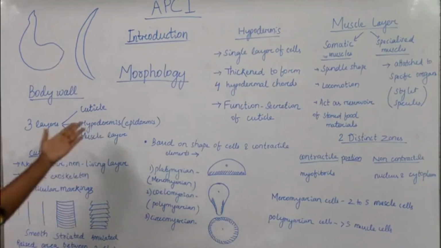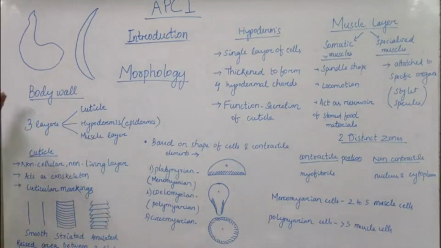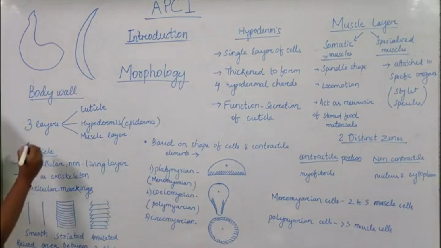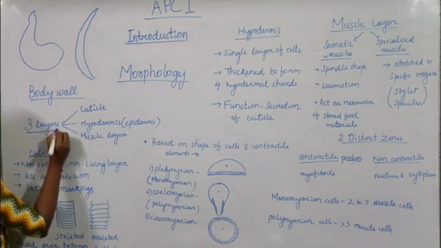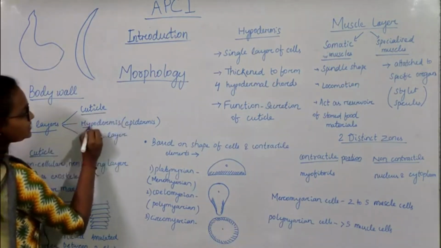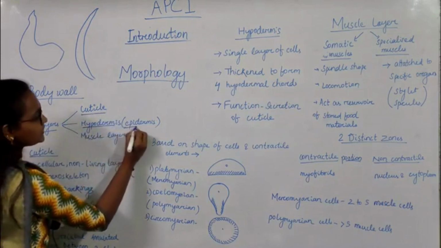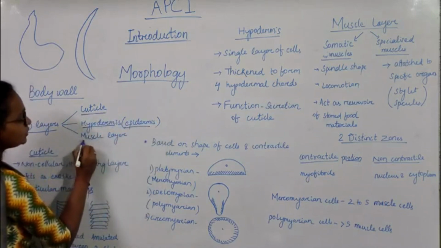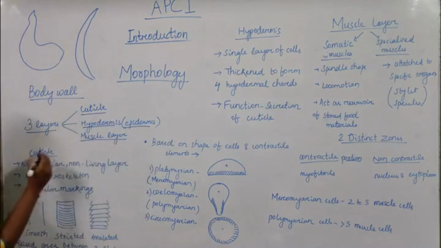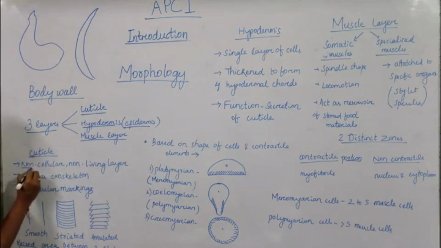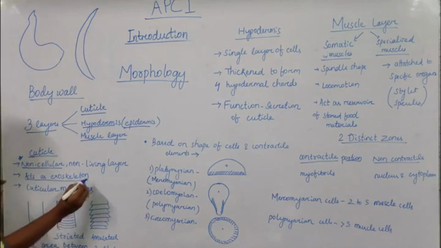Next comes the morphology part of the nematode. First one is the body wall. The body wall is divided into 3 layers. First one is cuticle, second is hypodermis, which is also called epidermis, and the third one is muscle layer. The first, the cuticle, is a non-cellular and non-living layer, which is very important, and it acts as an exoskeleton.